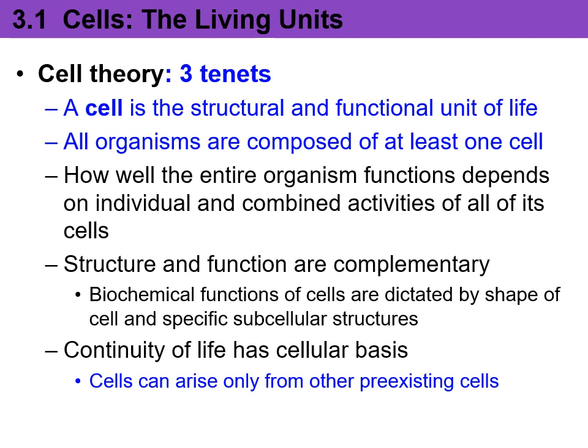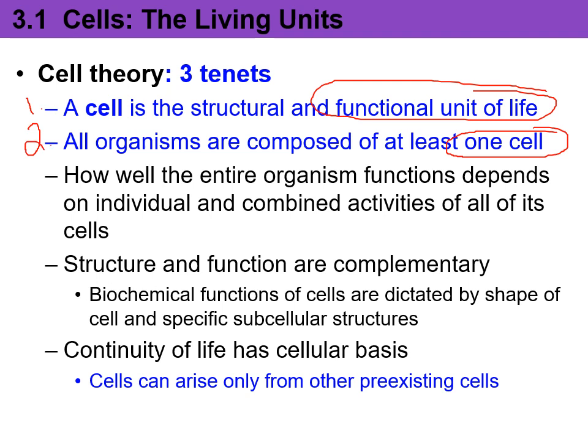The cell theory has three tenets or three parts. It basically says that based on everything we know about the workings of the cell and all the research conducted thus far, we know that a cell is considered the functioning unit of life. The second part is that all organisms have at least one cell. So here's the first part. The cell is the fundamental unit of life. And the second part is all organisms have at least one cell.